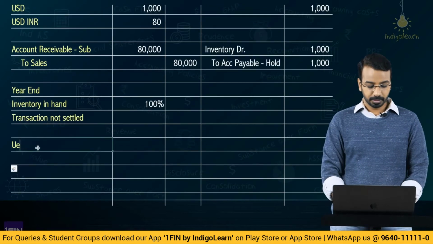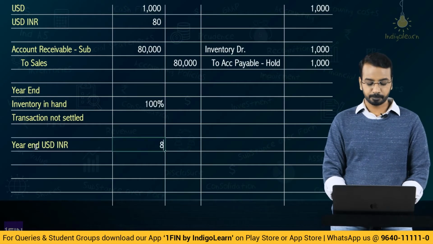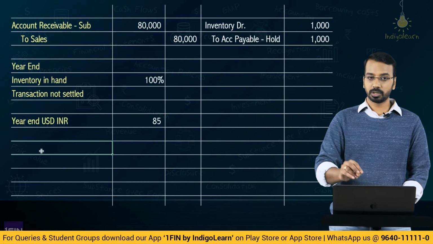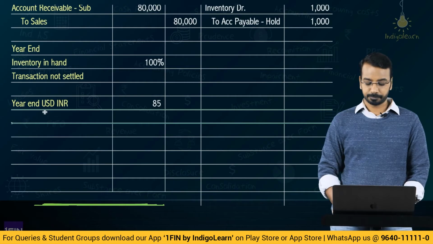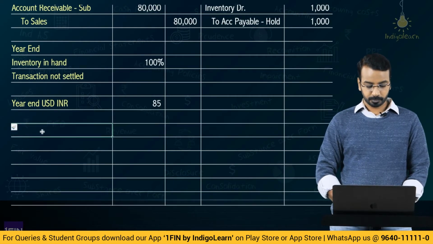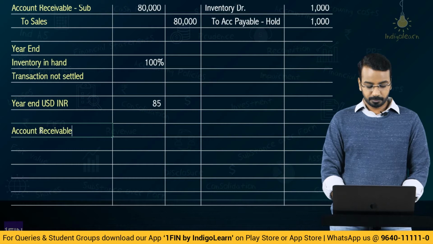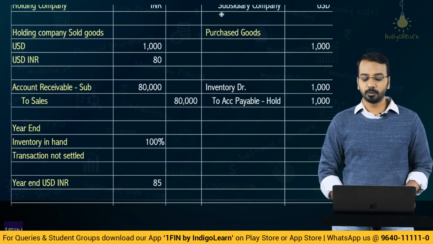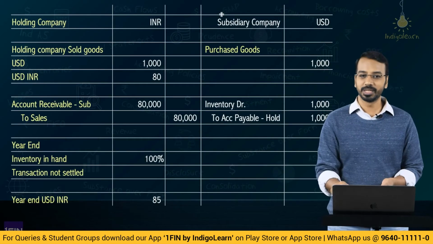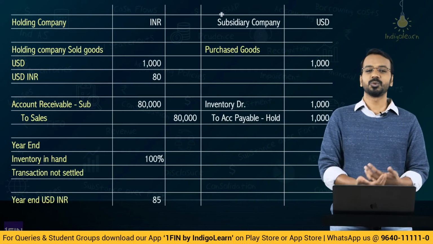Assume for a moment, year end, USD INR is say 85. Okay. So, what will you do? $1,000 receivable and the exchange has gone up by 5, you have a gain of 5,000. So, you will say account receivable subsidiary 5,000 to exchange gain 5,000. Okay. What will the subsidiary company do? See, the subsidiary company's functional currency is USD. They have purchased something in USD. For them, there is no need to restate anything.